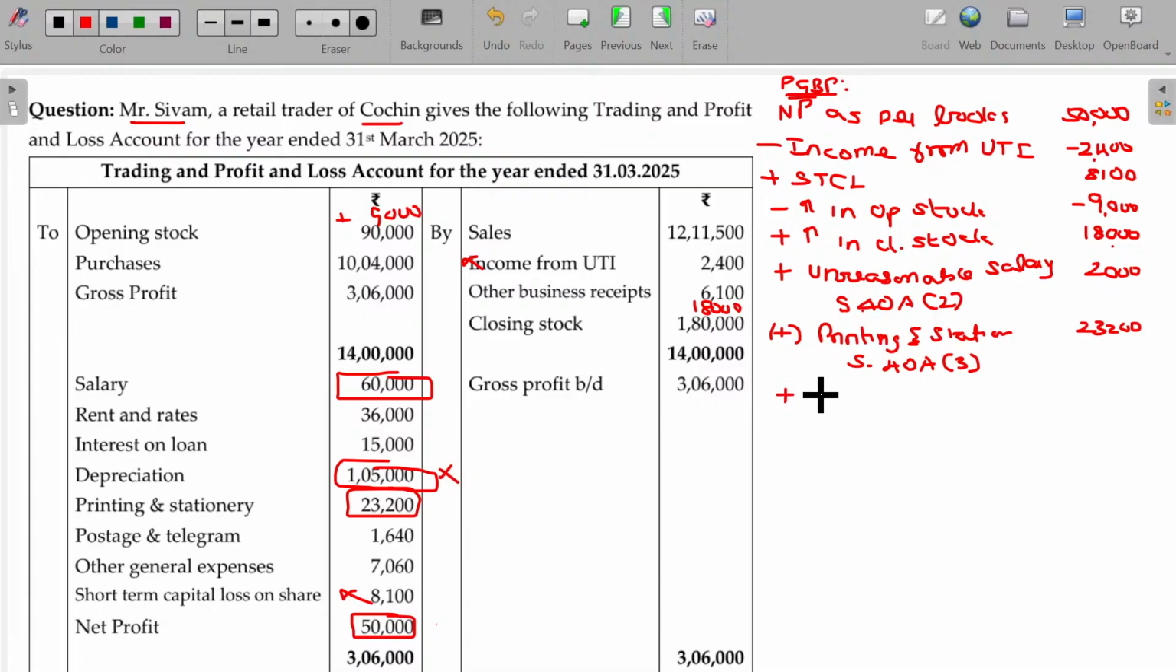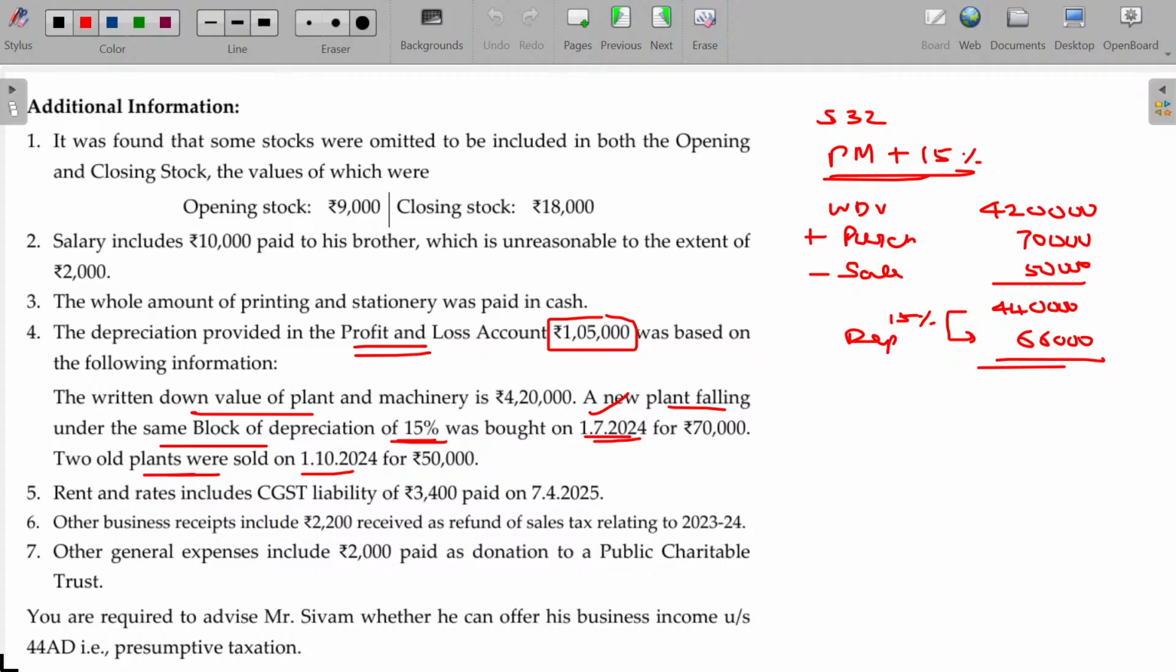Okay, add depreciation as per book, 1,05,000. Then what you can subtract? Depreciation calculated as per section 32 can be deductible, 66,000. Is that clear? So 1, 2, 3, 4 over.